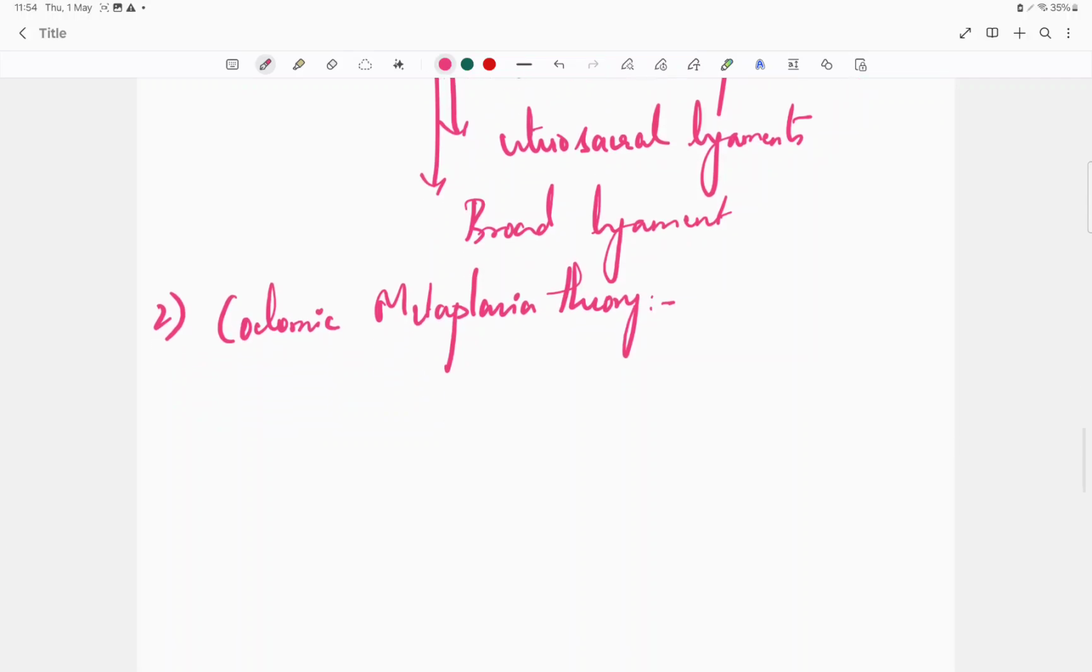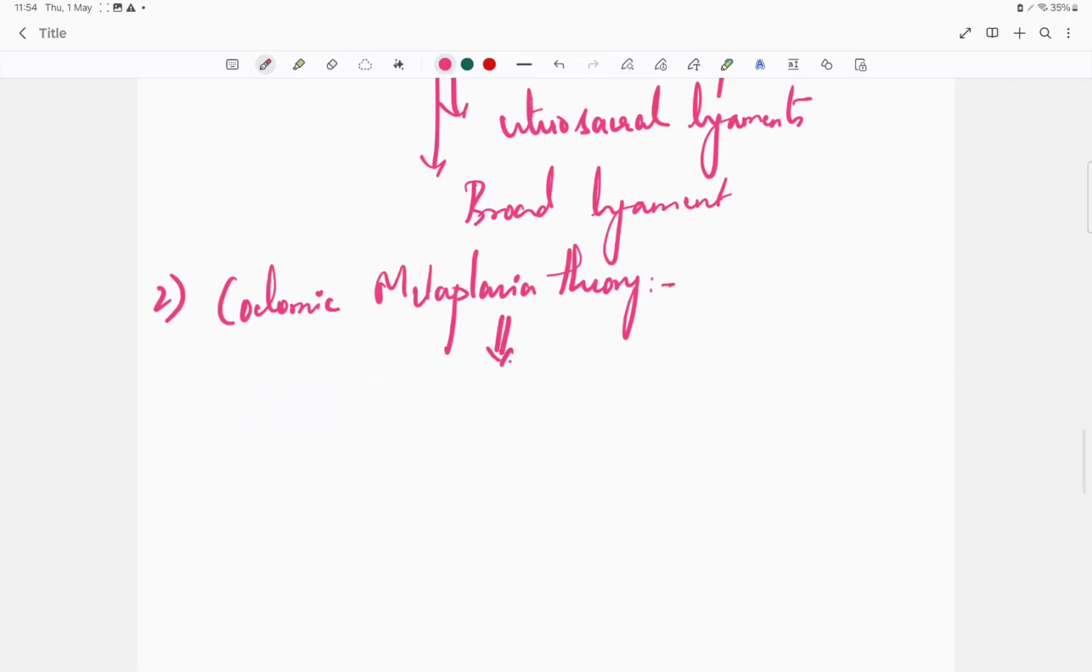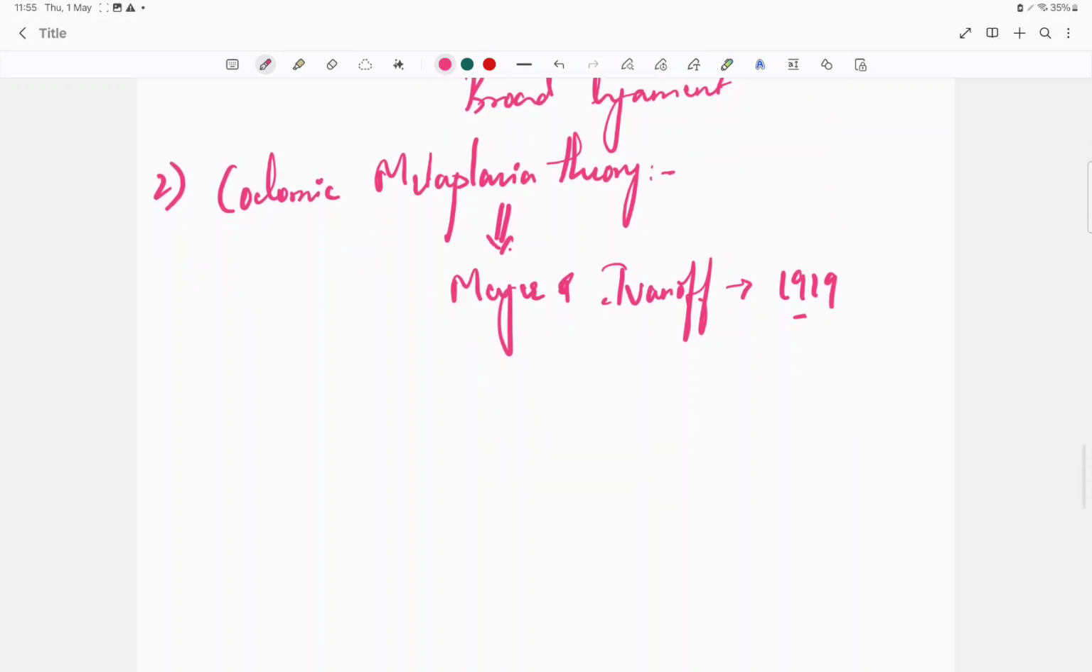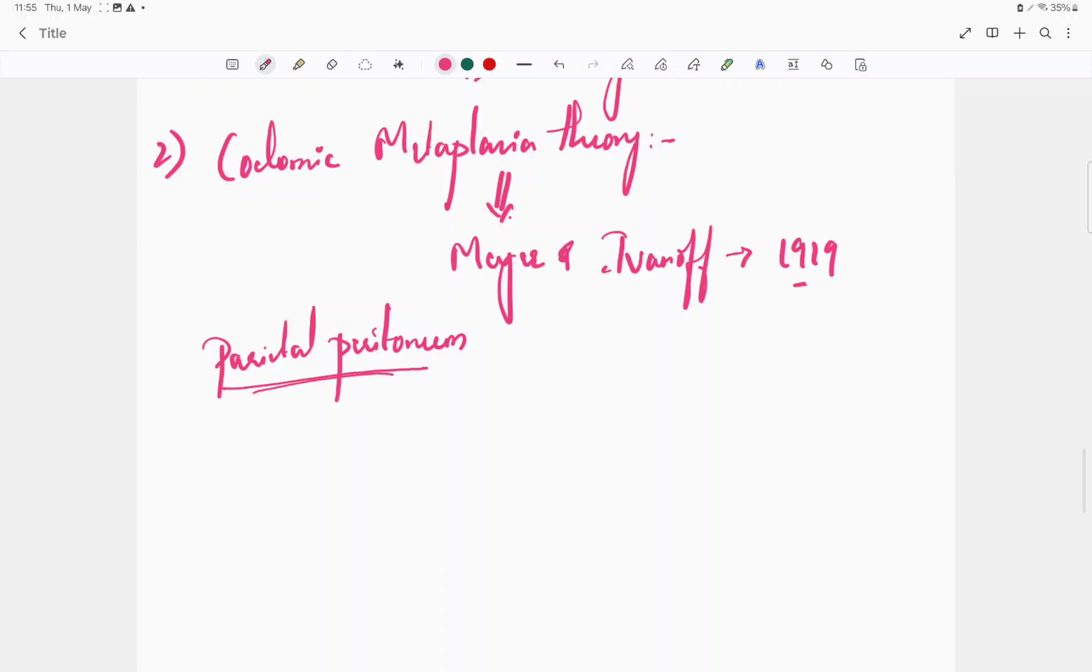So this coelomic metaplasia theory was told by two important gynecologists, Meyer and Ivanoff, in the year 1919. If you want, you can remember it, or else you don't need to. I just wrote it because it's easy to remember. So what they're telling is, there are two types of peritoneum: one is parietal and the next is visceral. This parietal peritoneum is generally pluripotent.